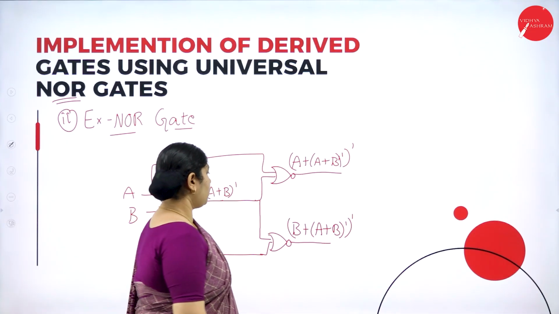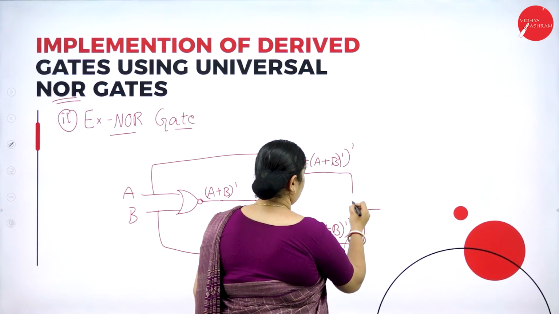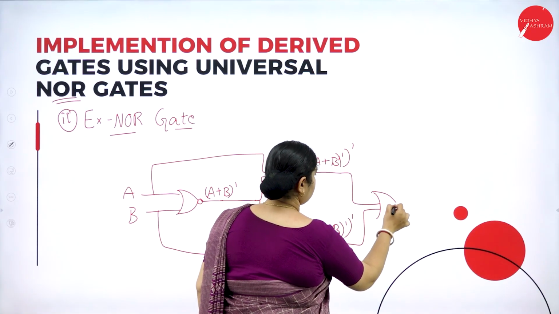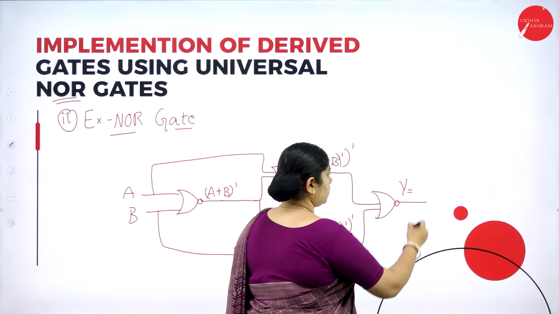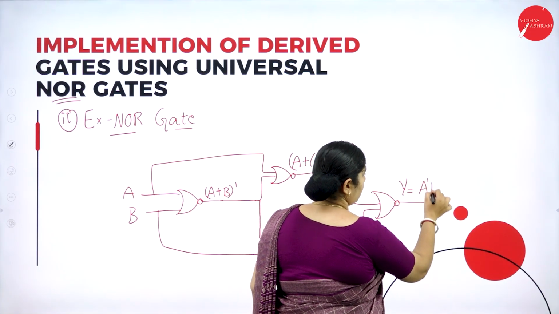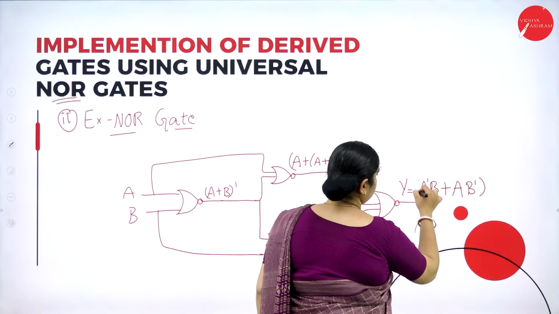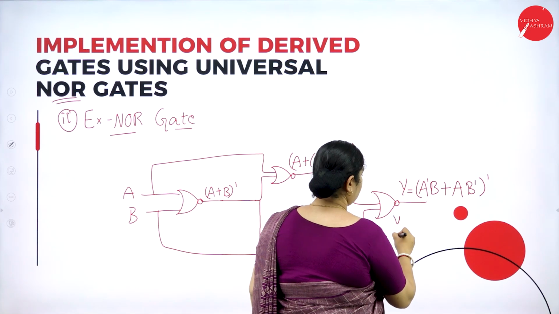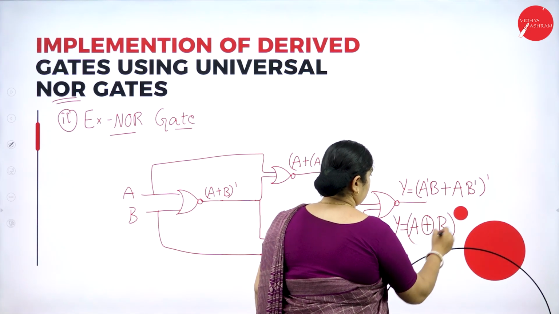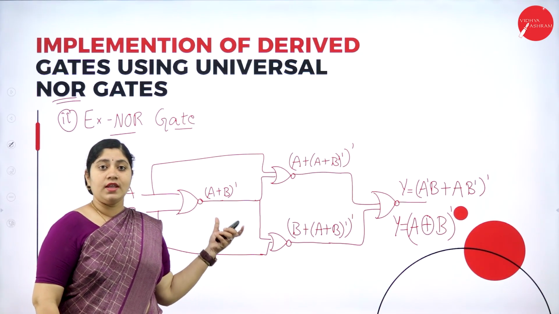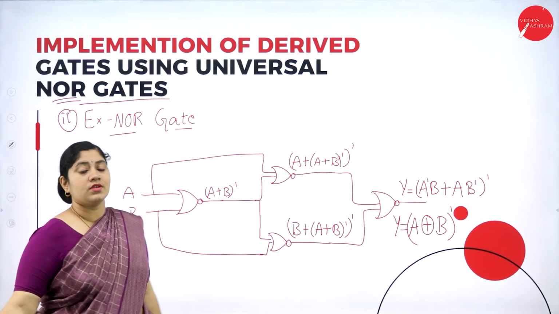Next, the final step, what we need to do here is add one more NOR gate. So that's a final NOR gate. So here it is A dash B plus A B dash whole dash, which is none other than A XOR B whole bar. This is how we can implement a XNOR gate by using our NOR gate, which is a universal gate.